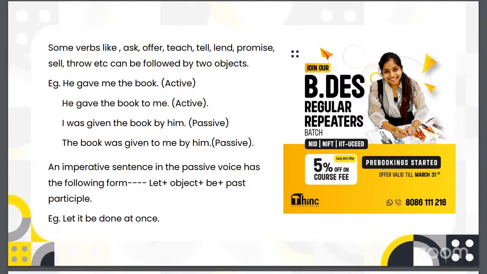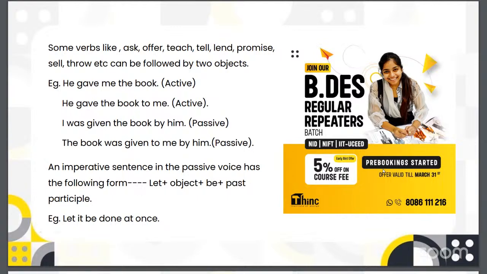So if you ask the question, what did he give you? He gave me a book. To whom did he give the book? You get the answer: He gave me the book. So when you ask the question whom, you get an answer. When you ask the question what, you also get an answer. So both are objects. Okay.